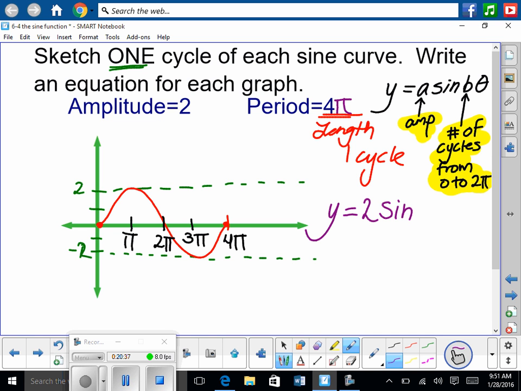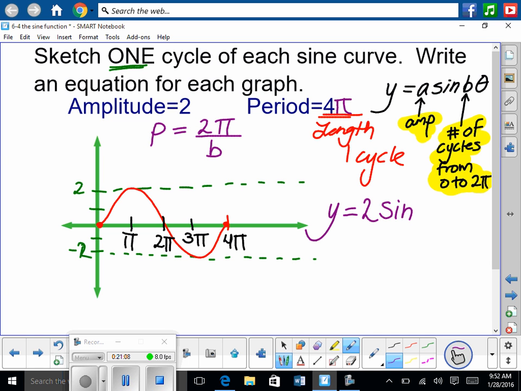Okay, so b is the number of cycles from 0 to 2 pi. So I've got to look with my eyeballs and say, how many cycles fit between 0 to 2 pi? A half, right? Or we could use the formula I gave you, which was the period is equal to 2 pi over the number of cycles, right? So we can plug it in. Now we're going to be plugging in a little bit backwards, but if you see it's a half, just go with that. It is a half, right?